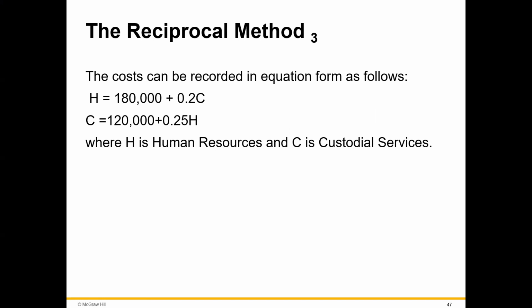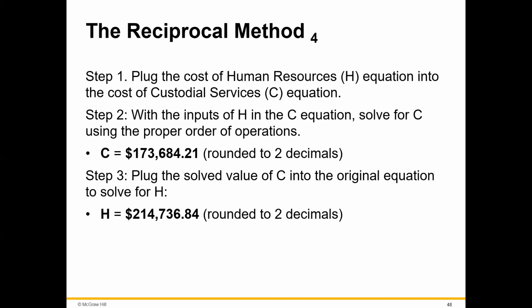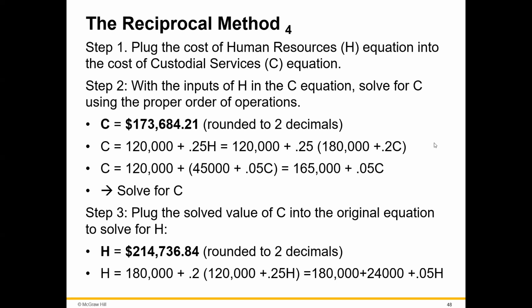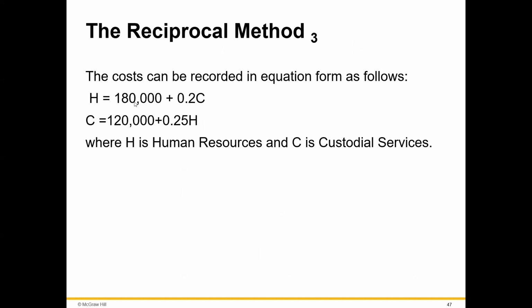I wish I had the equation on here. One second. Okay, I added the formula onto the slide since we're not doing this in class and I don't have a blackboard where I can add this in as clearly. So on our earlier slide, we had this formula for each of these, right? The human resources cost is going to be $180,000 plus 20% of the custodial cost. The custodial cost is going to be $120,000 plus 25% of the human resources cost.